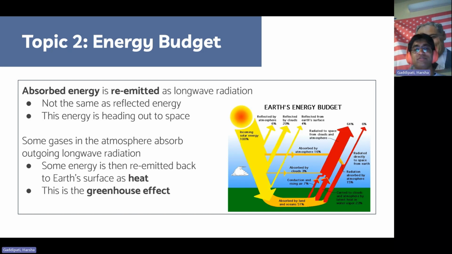And this absorbed energy is re-emitted as long-wave radiation. Some of these gases re-emitted by the Earth get absorbed in the atmosphere, taking some of the long-wave radiation energy and re-emitting it back to Earth as heat. This creates the greenhouse effect that can lead to some of the global warming and other things you've probably heard about in the news or seen from your studying.